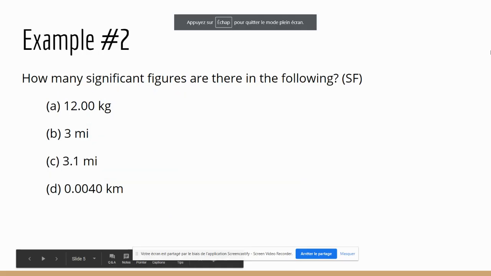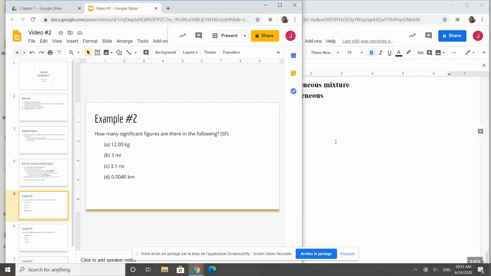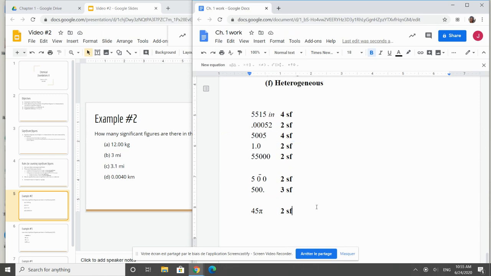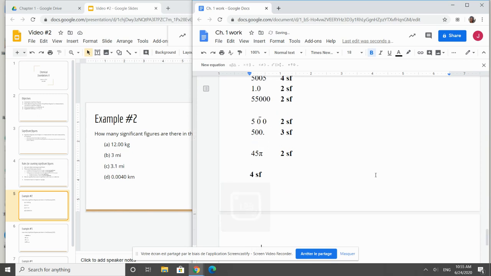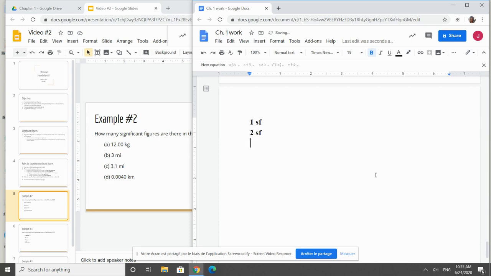Let's take a look at an example. So pause here and take a minute to try it. So I will work through this. So 12.00, this has 4 sig figs. The 1 and the 2 are obviously significant, and then we have trailing after a decimal. B, that has 1 sig fig. C has 2 sig figs. And then D has 2 sig figs. So the zeros leading up to the 4 are leading, they're not significant. The 0 afterwards is trailing after a decimal, so it is significant.